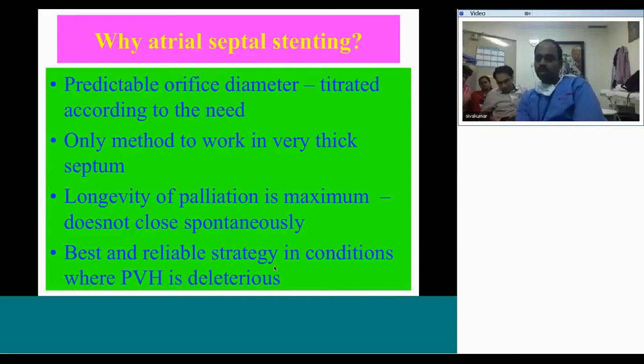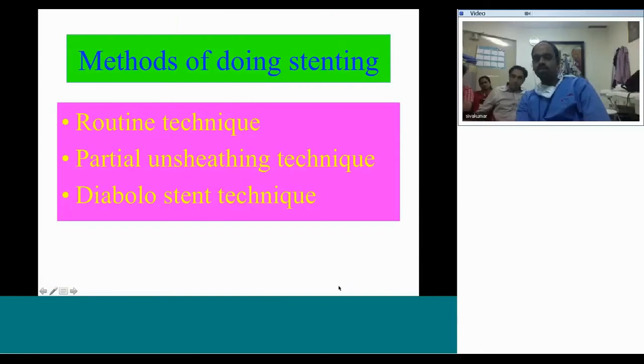You do a balloon septostomy and the septostomy tear closes up in 15 days time. The patient will again develop a recurrence of pulmonary venous hypertension, and that will be very detrimental for the child. So you should have a very reliable, trustable method, and that is atrial septal stenting.